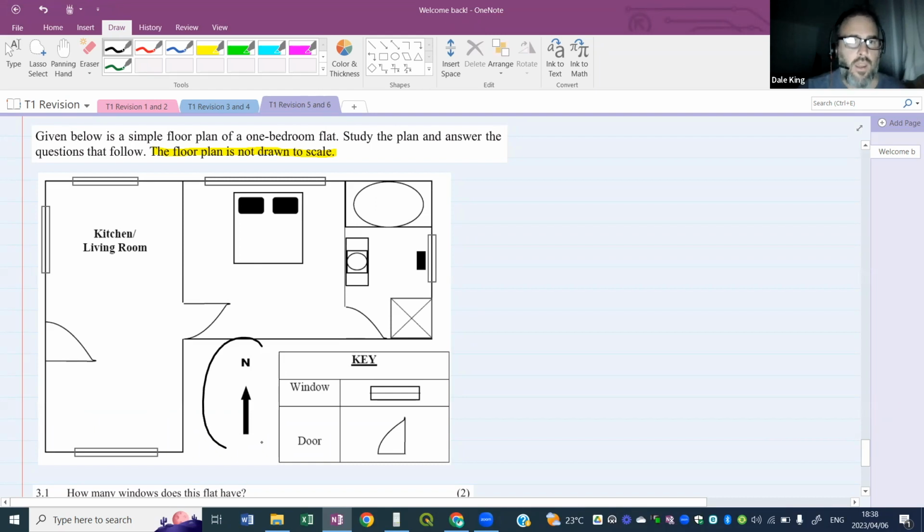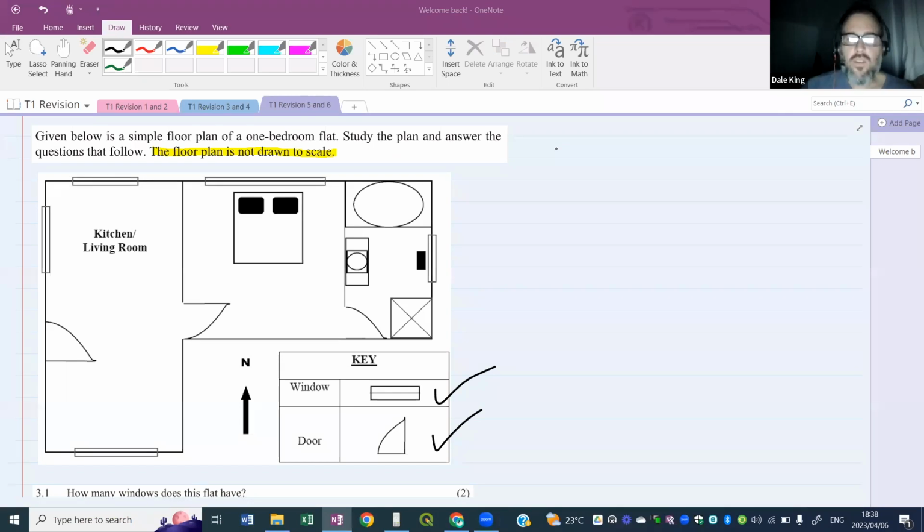We have an arrow pointing north, and we have a key here. We've got two things noted in the key: windows and doors. We have looked before at what a window looks like and what a door looks like, but they give you a key to help explain that. Maybe master bedroom and bathroom. Yes, master bedroom, the only bedroom.